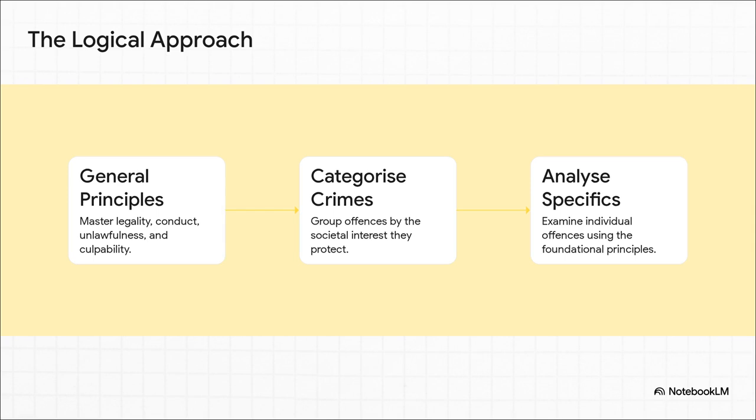It's a logical process, you see. First, you master the general principles. Then, to make sense of the thousands of crimes out there, we group them into categories based on what they're trying to protect. For instance, some crimes protect your property, others protect your physical safety. Only once we have that context can we really dig into a specific offense and understand what it's all about.